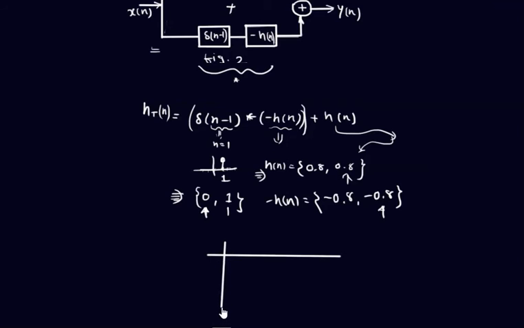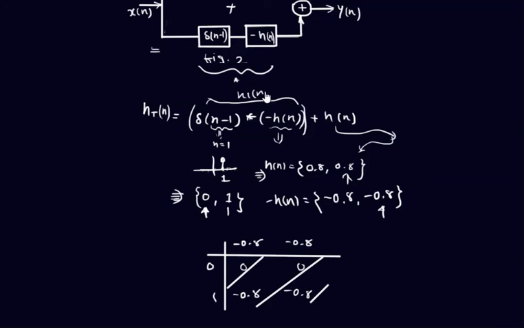So what I will do is put minus 0.8 in the row, and 0 and 1 in the column. Now if we multiply 0 with anything, that will be 0. And 1 multiplied with anything gives the same value, 1 multiplied with minus 0.8 is minus 0.8. Now add all the diagonal values, then we will have this particular response. Let us consider it as h1 of n. So h1 of n is equal to 0, minus 0.8, minus 0.8, close bracket.